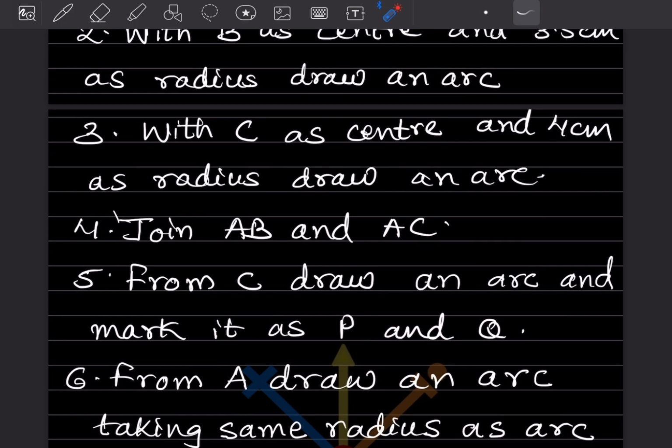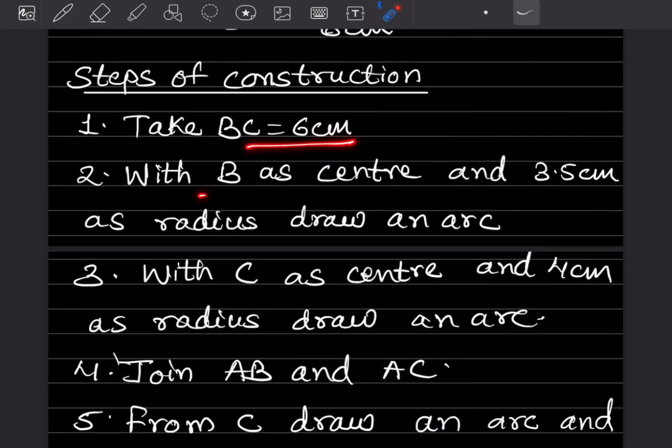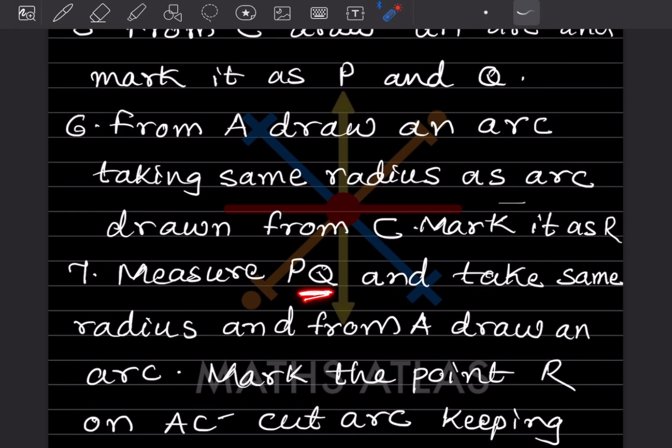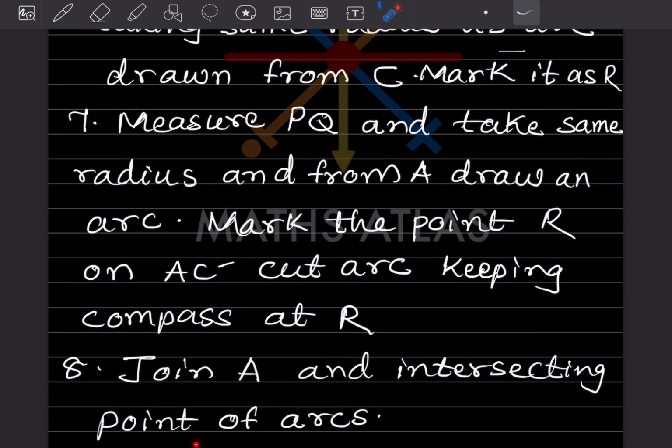So this is all given now here. Take BC 6 centimeter, take B as center and 3.5 centimeters radius, draw an arc. With C as center and 4 centimeters radius, draw an arc. Join BC, AB and AC. From C, draw an arc and mark it as P and Q. From A, draw an arc taking same radius as arc drawn from C. Mark it as R. Measure PQ and take same radius, and from A, draw an arc. Mark the point R on AC. Cut R, keeping compass at R. Join A and the intersecting point of arcs.